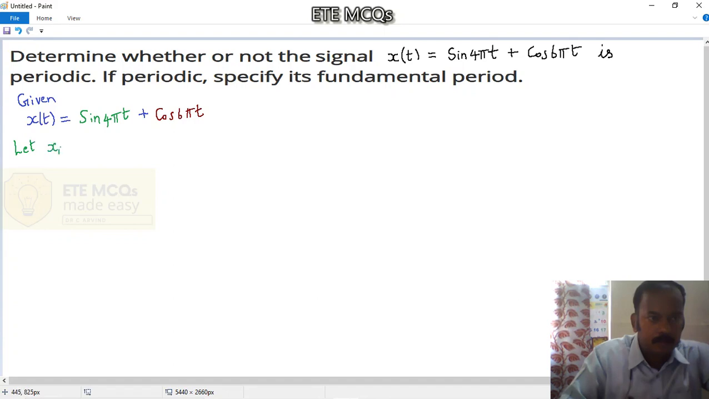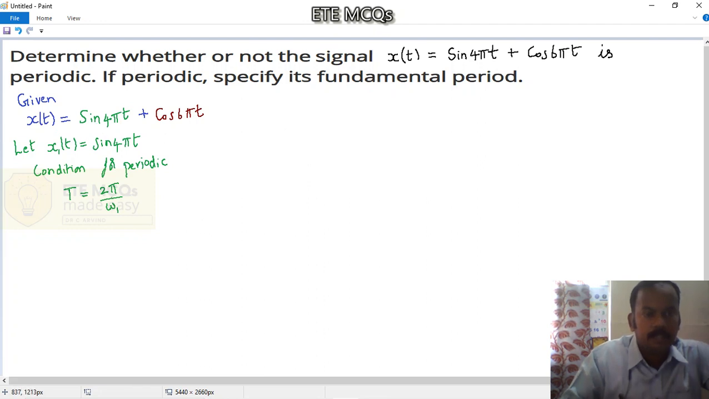Let x1 of t is equal to sine 4 pi t. Now the condition for a signal to be periodic is given by the formula T is equal to 2 pi divided by, let me take it as omega 1, because x of t is a combination of two signals. So basically it will be omega naught. I am just taking it as omega 1.